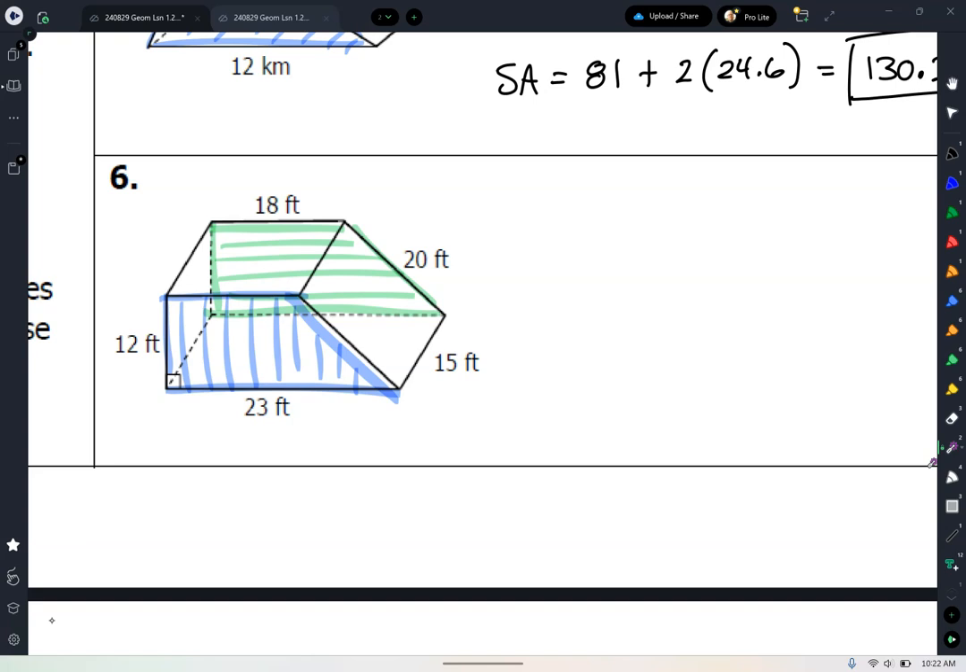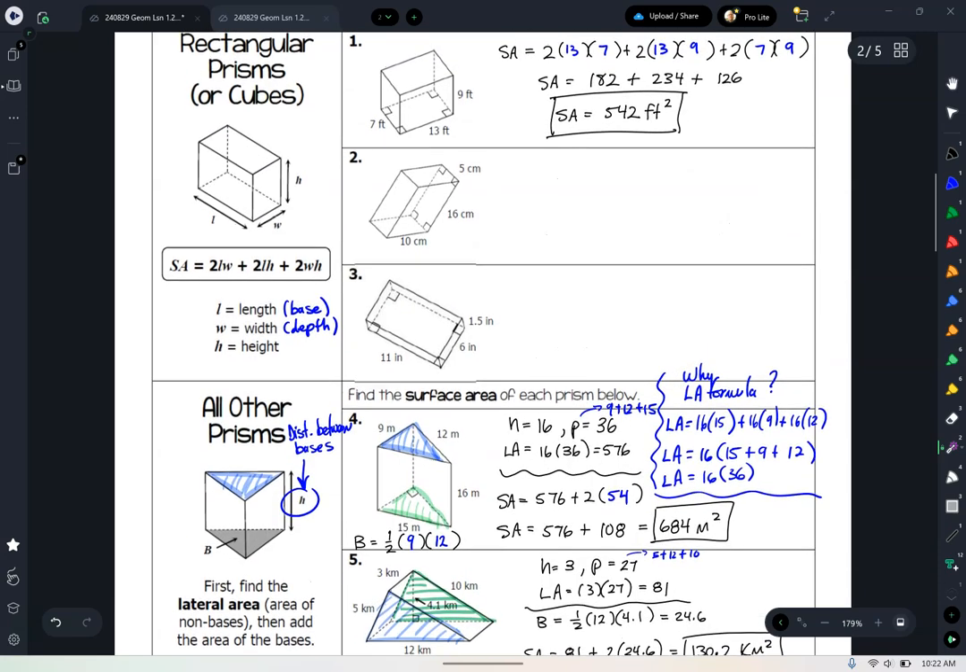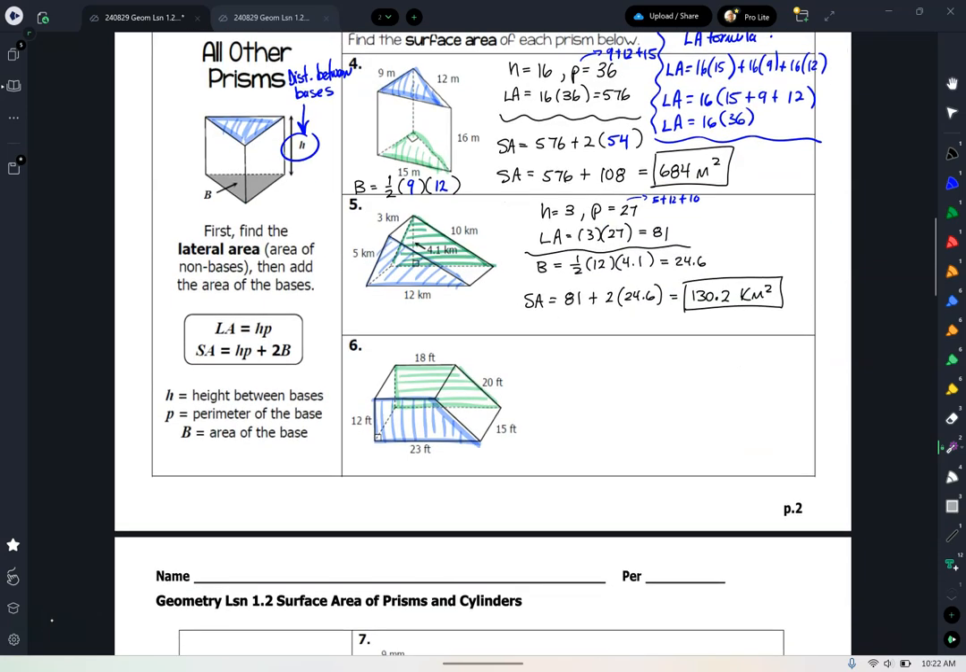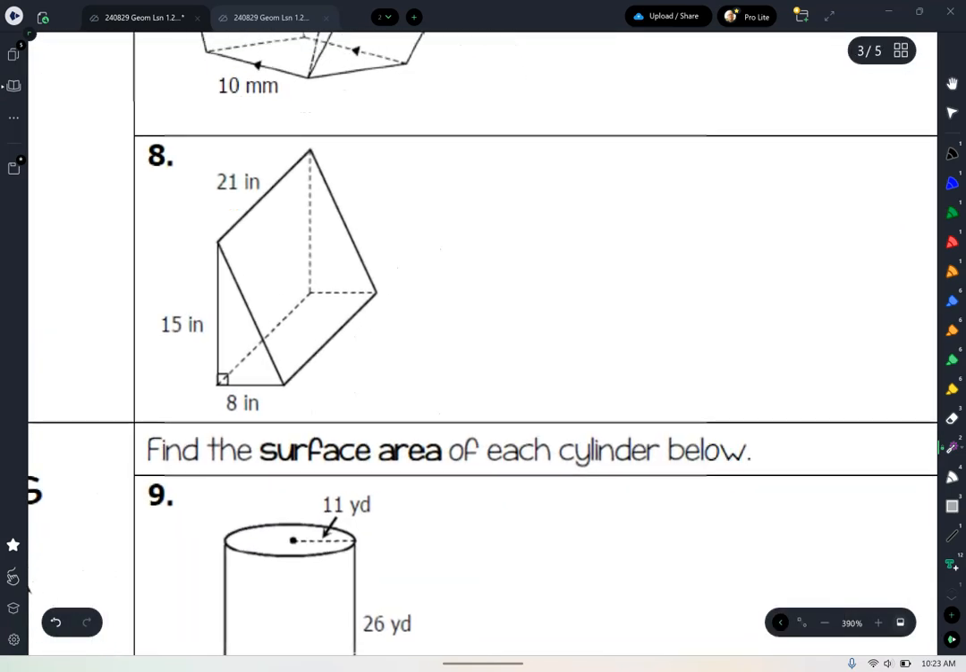Okay, all right. So here's what you're doing for homework. You're going to do 2, 3, 6, 7, and 8. Okay? 2, 3, 6, 7, and 8. Quick, go to 8 right here. I want you to highlight this right here.